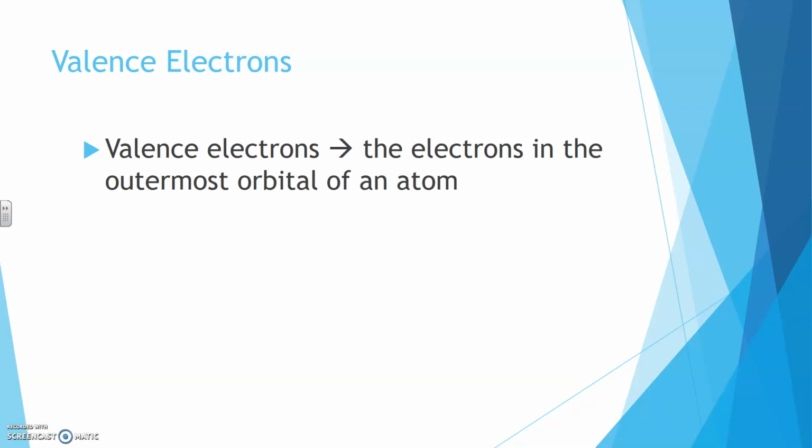So for most atoms, and we will see some exceptions to this, they can only have up to 8 valence electrons. Now these valence electrons are the ones that are most important in the atom. They're the ones that actually control how the atom is going to react.